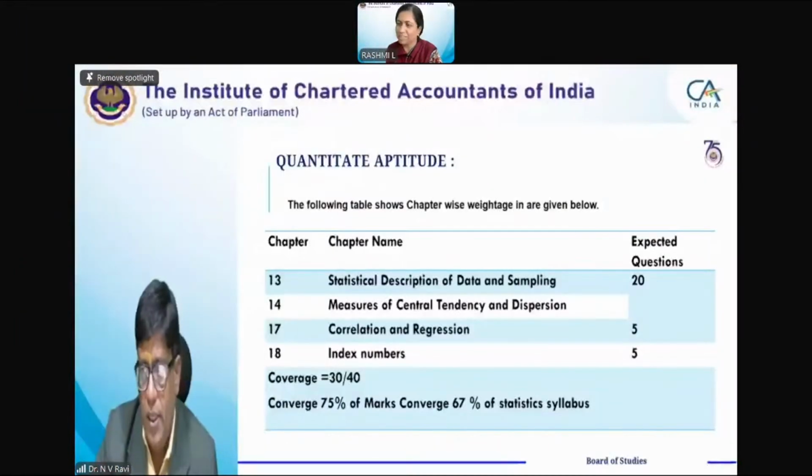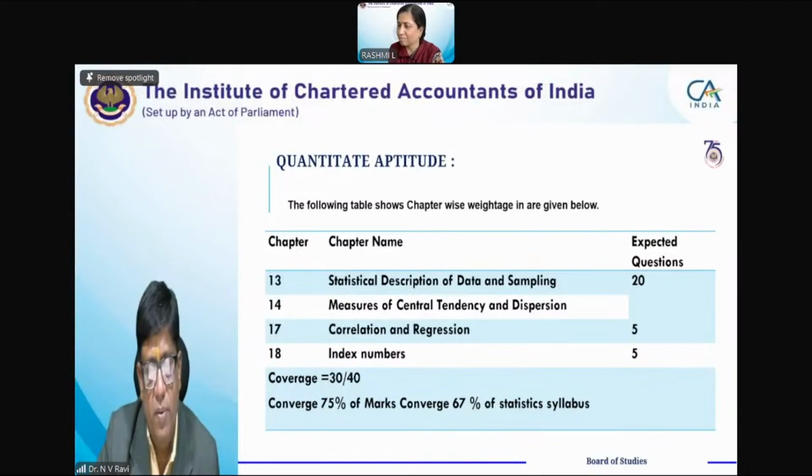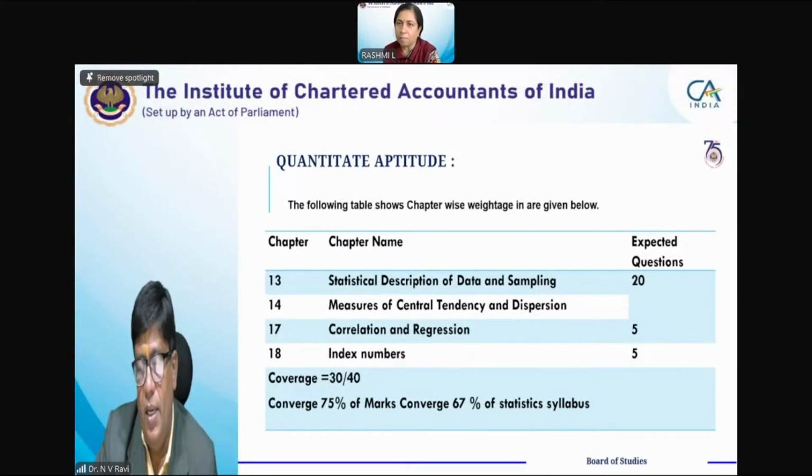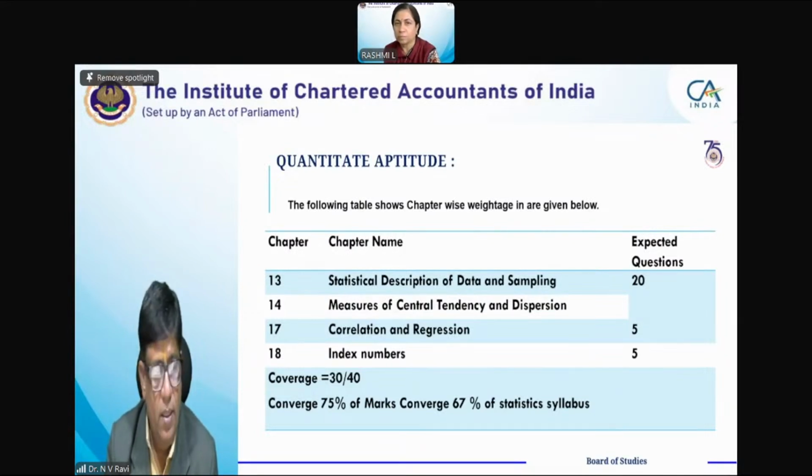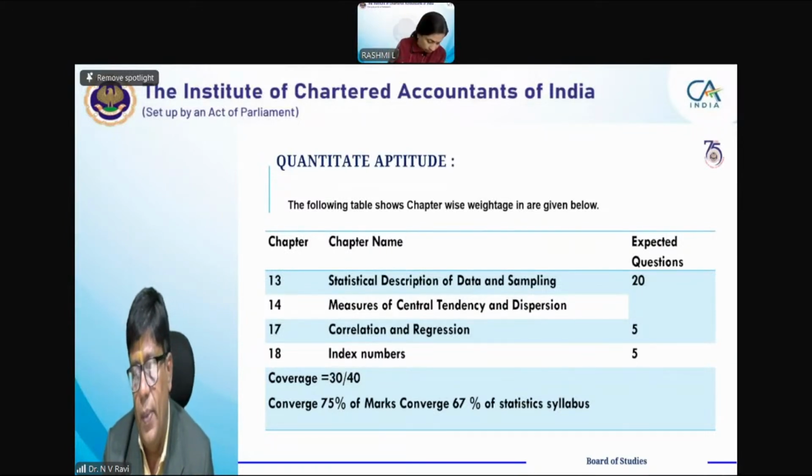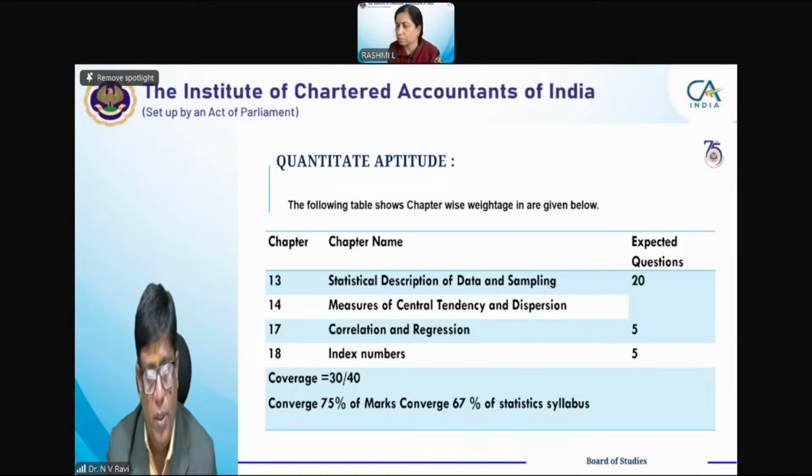Yes, students, now come back to the portion of the statistics part, which is very important and easily scoreable. You all know that the statistics part carries 40 marks of weightage, consisting of the statistical description of data and sampling, measures of central tendency, dispersion, correlation, regression, and index numbers. These are very important and easy chapters.